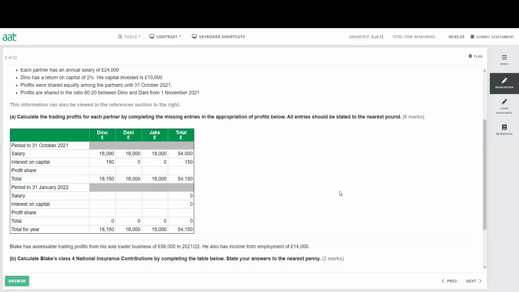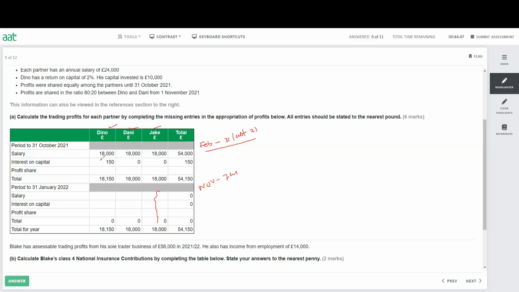So the first thing we do is the salary. The salary they already did for us for the period to October. So if the year ended on 31st of January, that means the first period will be from February to 31st of October. Here Jake is leaving. So this period will be for Dino, Danny, and Jake. And the next period from November to January will be only for Dino and Danny. So nothing will be for Jake because Jake left; this period will be empty.